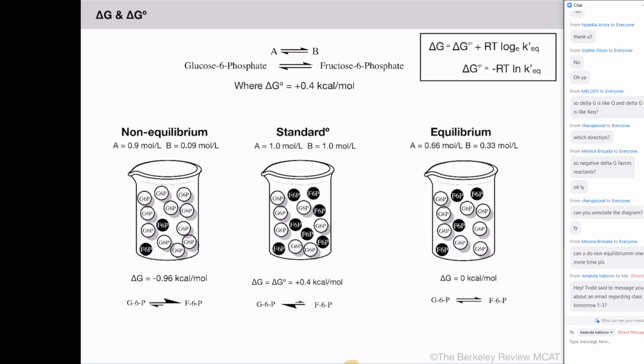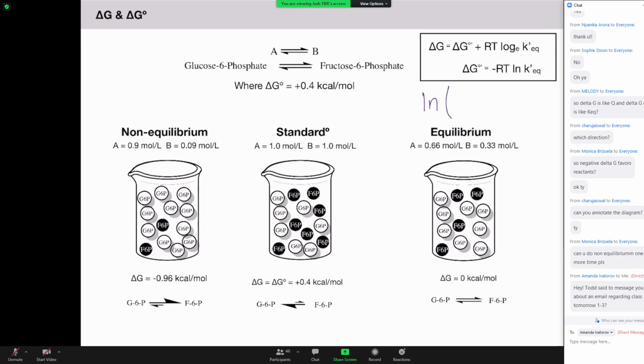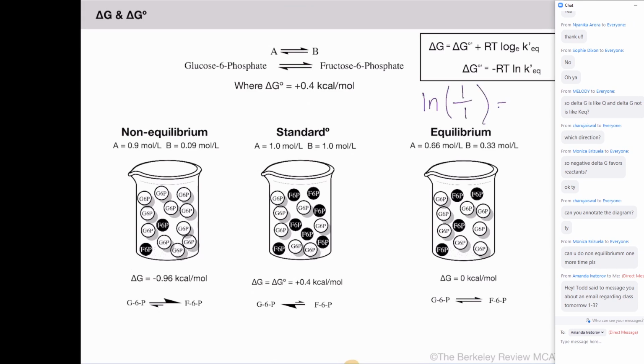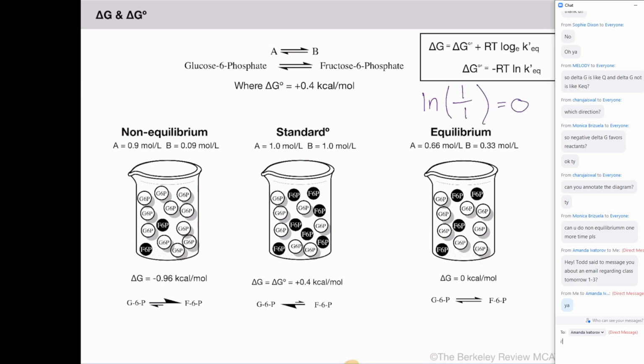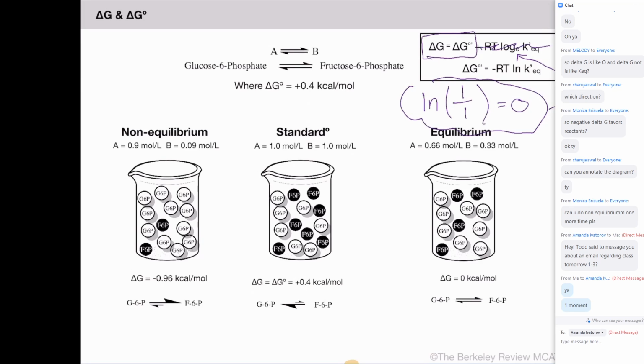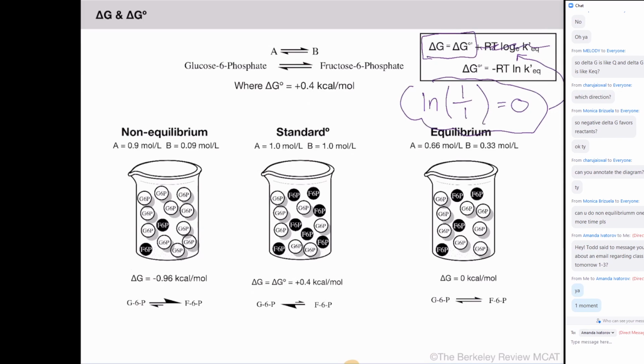Someone says, why is standard delta G not 1 if 1 over 1 equals 1? Because 1 over 1 does equal 1, but the natural log of 1 over 1 is equal to 0. So if you take this, plug it into here, this whole thing goes to 0. So delta G is equal to delta G naught prime. Cool. Nice.